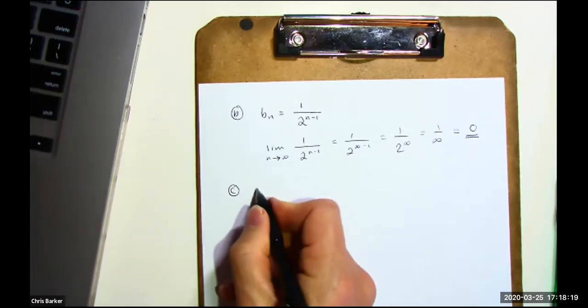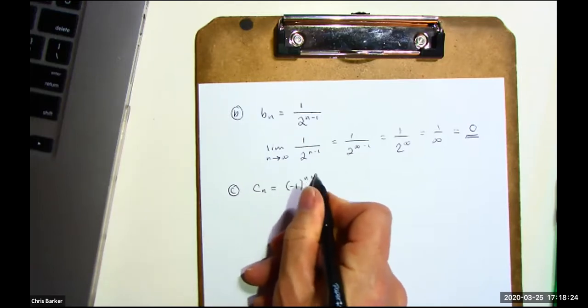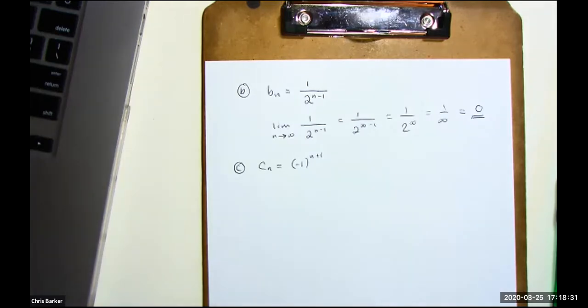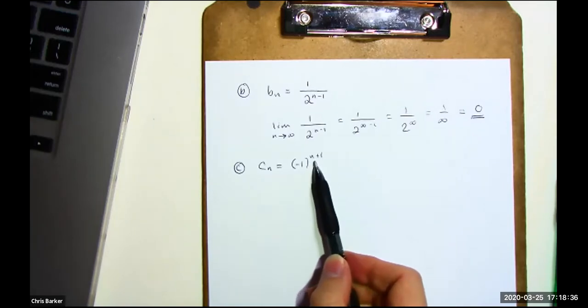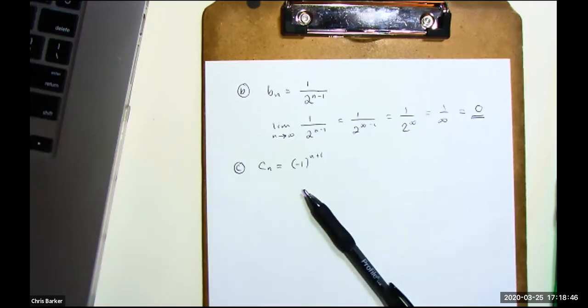C. What if C sub n is -1 to the n plus 1? Now this becomes quite tricky. You can't plug infinity in there and make any sense out of it. Because infinity plus 1 is still infinity. -1 to the infinity power, what the heck is that supposed to be? You raise -1 to a power basically goes 2 different ways. If the power is even, you'll get 1. If the power is odd, you'll get -1.